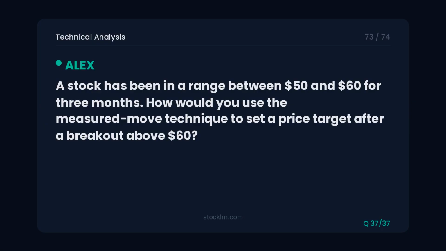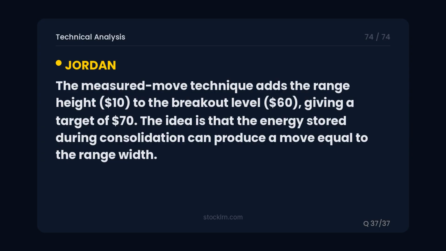A stock has been in a range between $50 and $60 for 3 months. How would you use the measured move technique to set a price target after a breakout above $60? The measured move technique adds the range height, $10, to the breakout level, $60, giving a target of $70. The idea is that the energy stored during consolidation can produce a move equal to the range width.